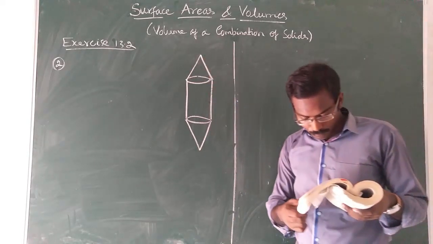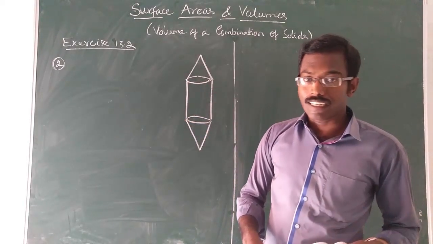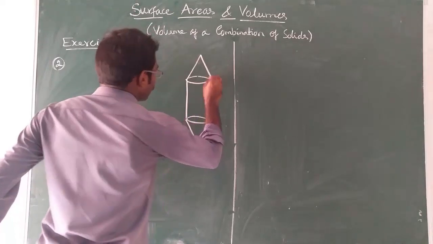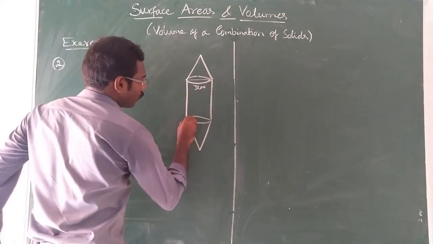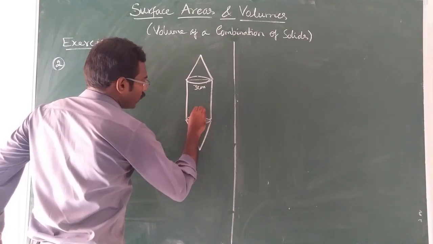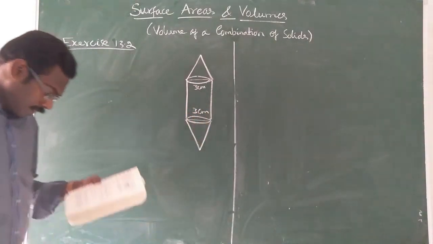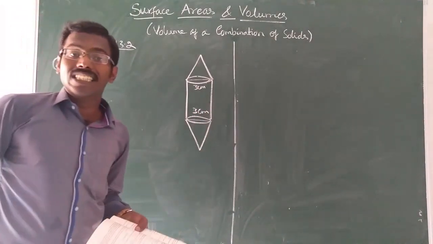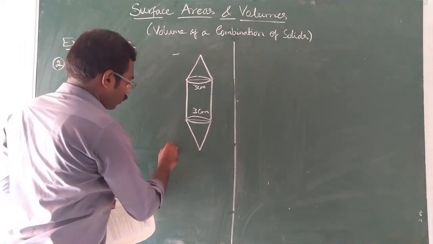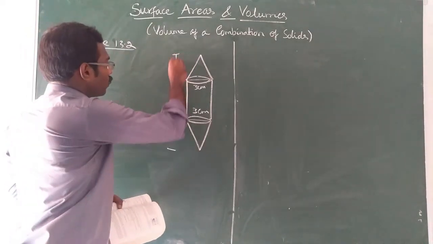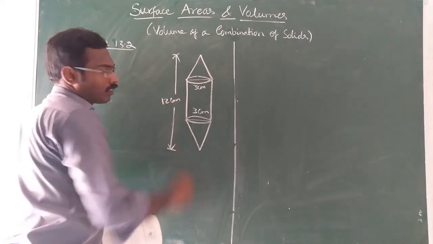Now, the diameter of the model is 3 centimeter. Diameter means this. This is 3 centimeter, which means this also is 3 centimeter. Understood? Then, its length is 12 centimeter. Length means the overall length from the tip of that cone to this cone. Okay, the overall length is 12 centimeter.